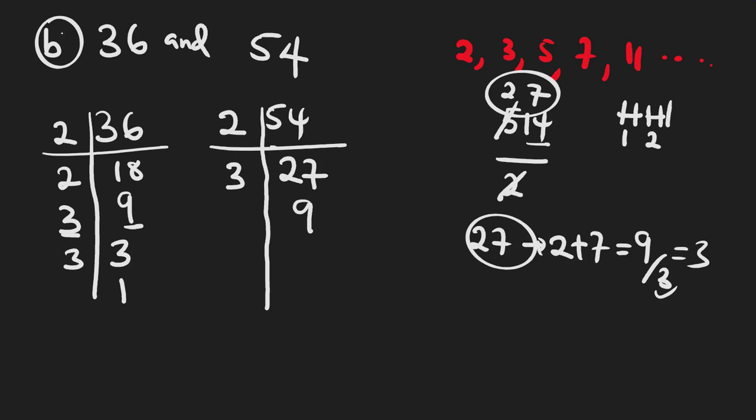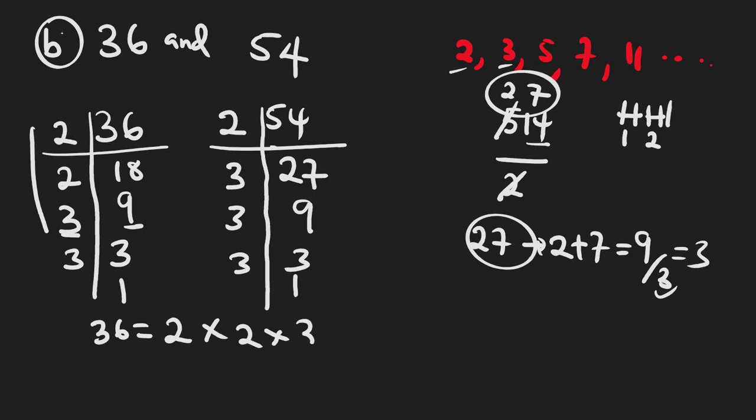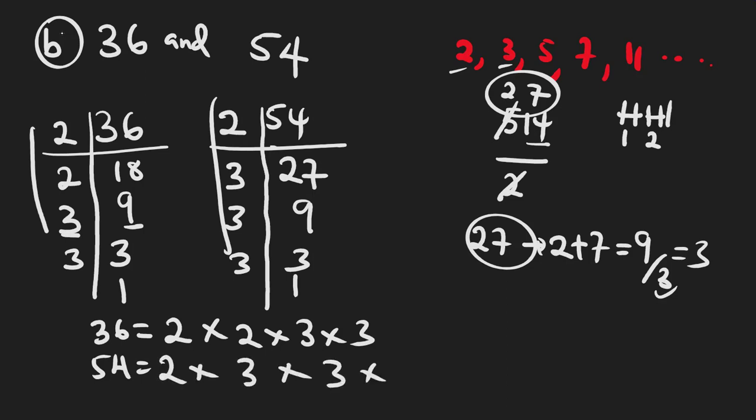Can 9 divide 2? No. What of 3? Yes. So 3 here is 3 and 3 here is 1, right? So 36 is this one here: 2 times 2 times 3 times 3, right? Then we have 54. This one here will give us what? 2 times 3 times 3 times 3.